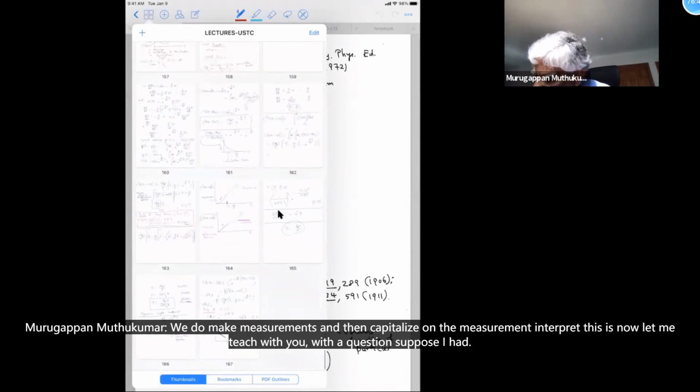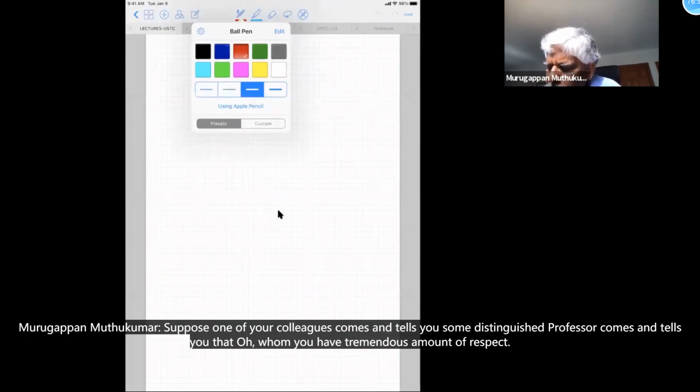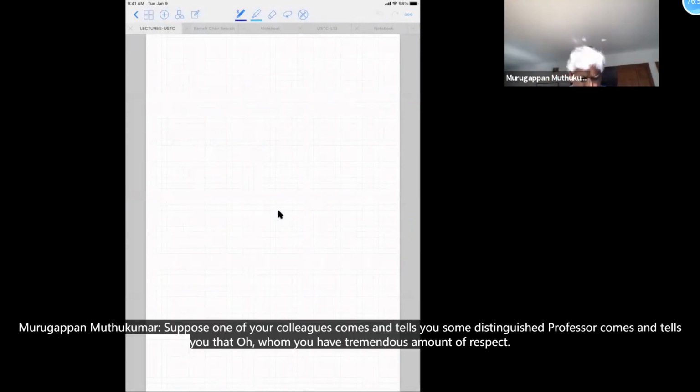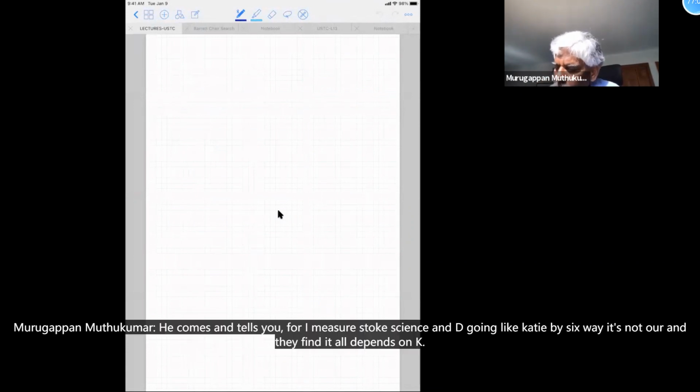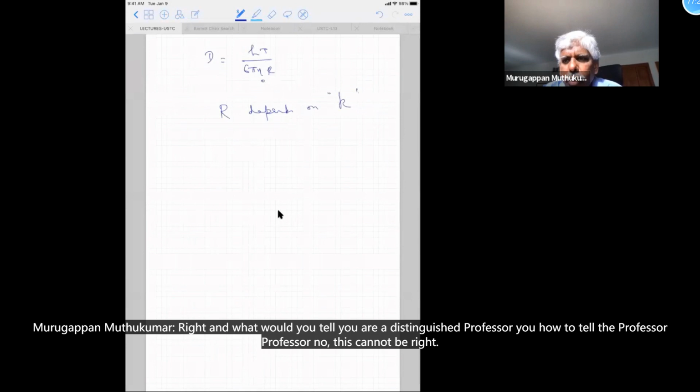Now, let me tease you with a question. Suppose one of your colleagues, some distinguished professor whom you have tremendous respect for, comes and tells you, oh, I measure Stokes-Einstein D going like kT by 6 pi eta naught R, and I find R depends on the scattering angle, the scattering wave vector k, right? And what would you tell your distinguished professor? You have to tell the professor, no, this cannot be right.